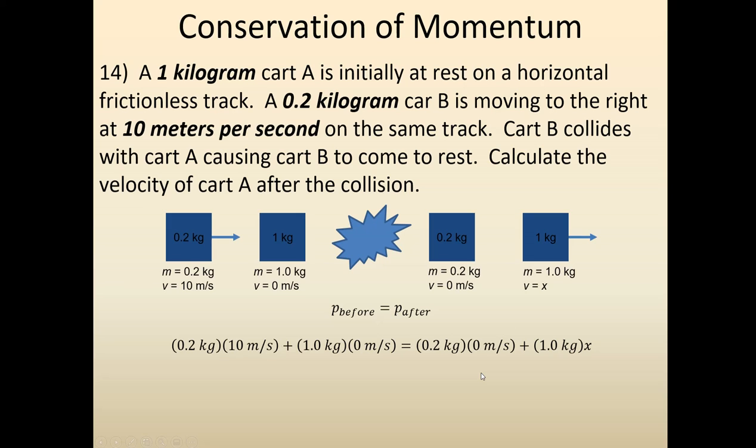And again, in order to get the full credit, you have to show this equation and this setup with the units. From here, you can clean it up, you can ignore the units after your initial substitution. So this just becomes 2 equals 1x, which tells me that the final velocity is 0.5 meters per second.